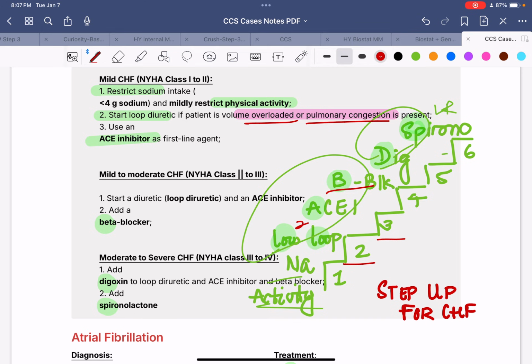Let's revise it quickly. LABDS. L for low sodium diet and low activity, L for loop diuretics, A for ACE inhibitors, B for beta blockers, D for digoxin, and S for spironolactone.